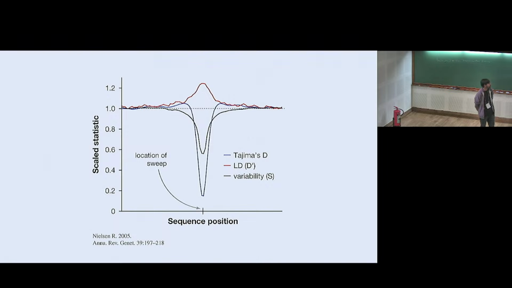So just as a summary, on the x-axis here are genomic positions. On the y-axis here are the scaled statistics of these three values. And you'll see that at the site of sweep, you have low variability, low Tajima's D, but high LD. And that's exactly what we discussed so far. Is this clear?